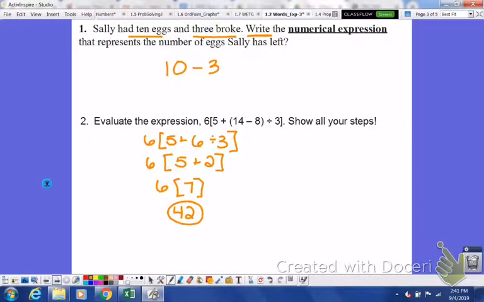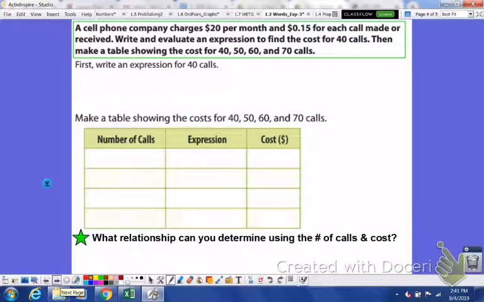And one last problem to do together. A cell phone company charges $20 per month and 15 cents for each call made or received. Write and evaluate an expression to find the cost of 40 calls. Then make a table showing the cost for 40, 50, 60, and 70 calls.